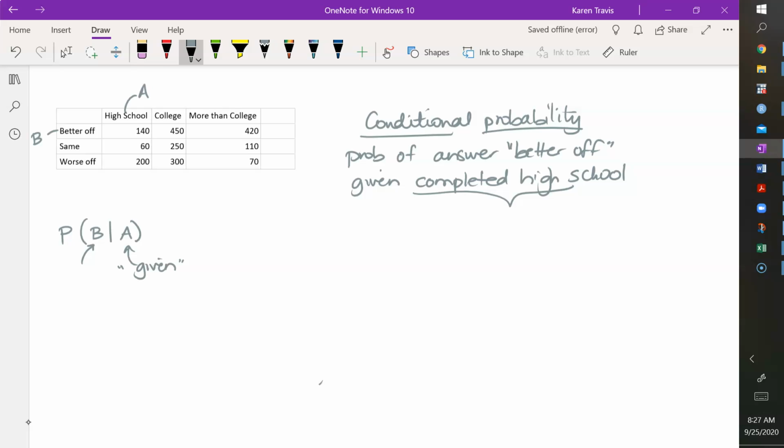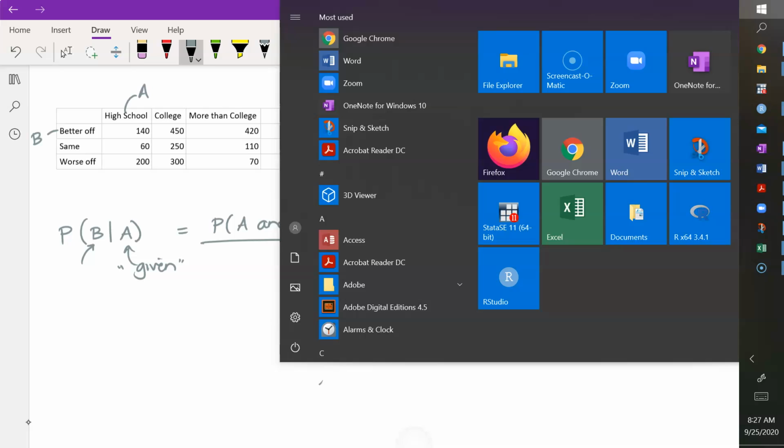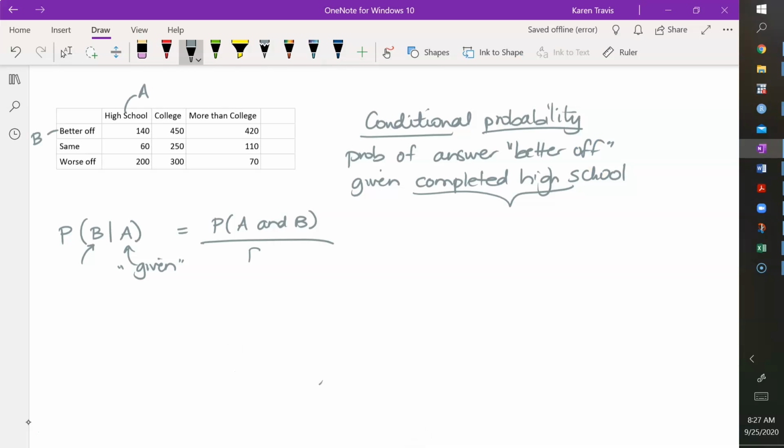And what we know about how to find this is it comes from the chance of A and B, which we're going to find, and then we divide by whichever one was the given. So in this case, A was the given. So to solve this we have to figure out A and B, and we remember that's the same as the joint probability. That's the same as they both happen.